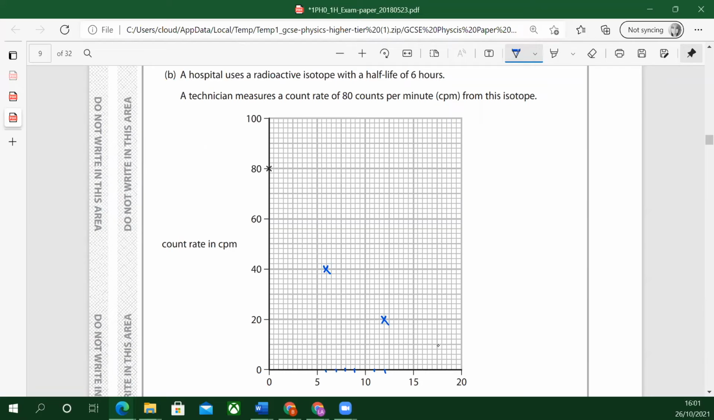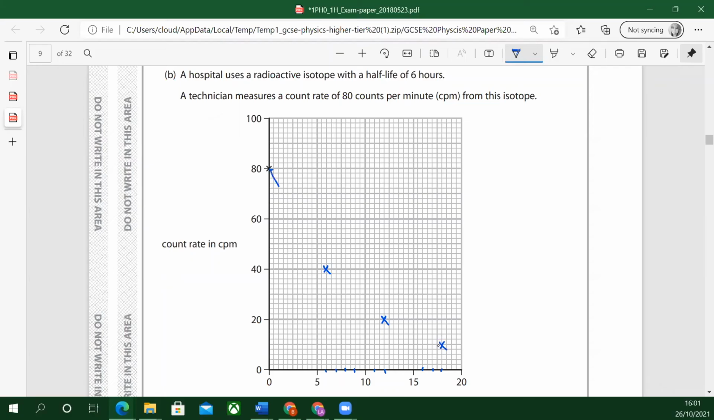Let's see if we can go for another half-life. So that'll be 18, 12 plus 6. 15, 16, 17, 18. So let's check that again. 16, 17, 18. Yeah, that's fine. Okay, that's what that looks like.